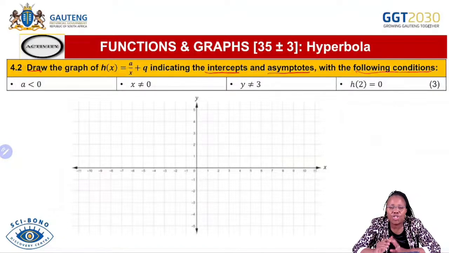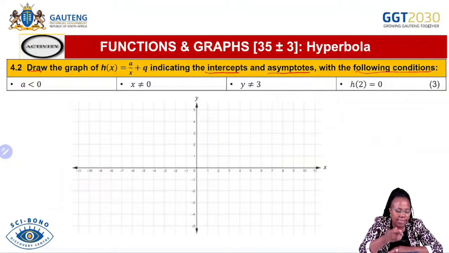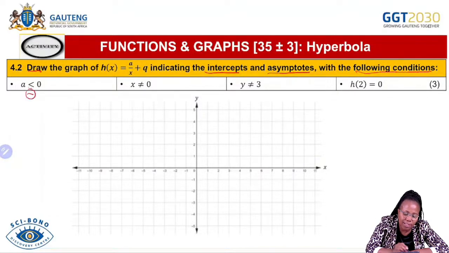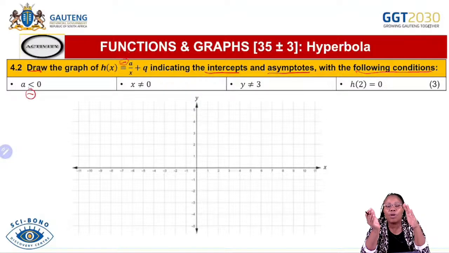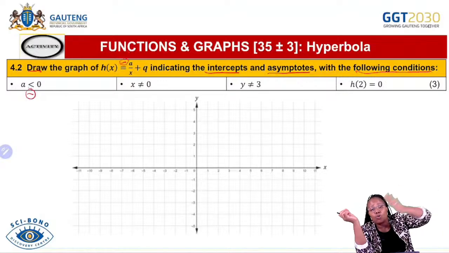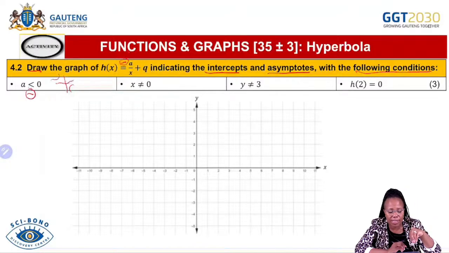With the following conditions, the equation is not given to us. We are only given the conditions of the graph. Out of those conditions, we must make sense, grade 12 now. Number one, they say the a value is less than 0. When you say less than 0, we mean what? The a value is negative. So if it is negative, it is now telling you in which quadrants you are going to have your graph. If a is negative, remember it goes in quadrants 2 and 4, okay? So we are expecting a graph that will be in these two quadrants. That is what this first condition is telling us.